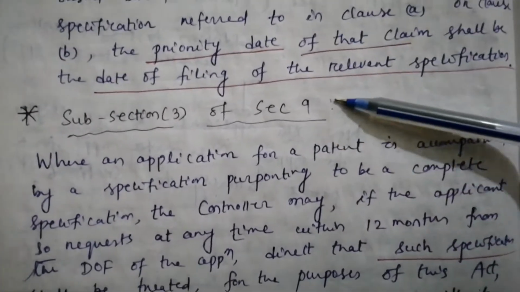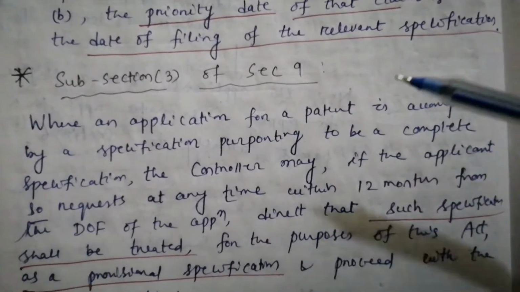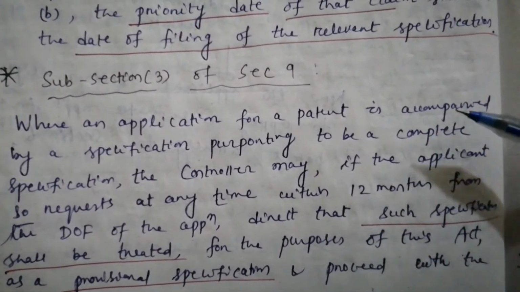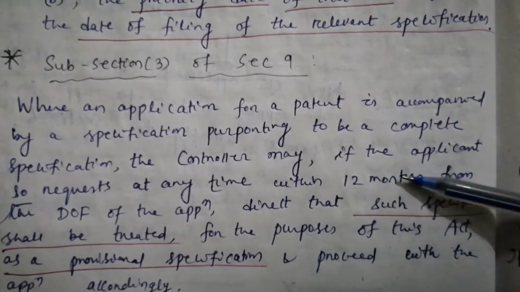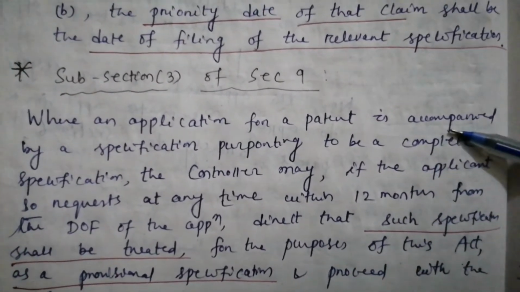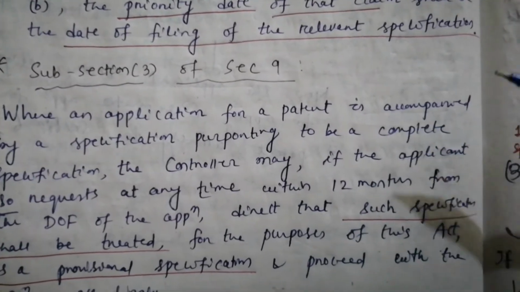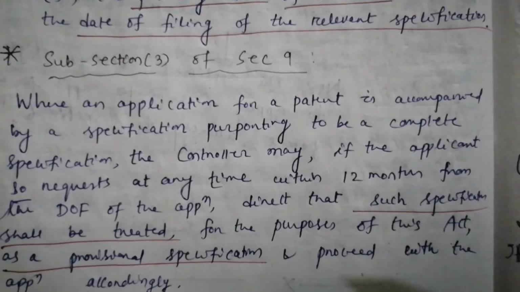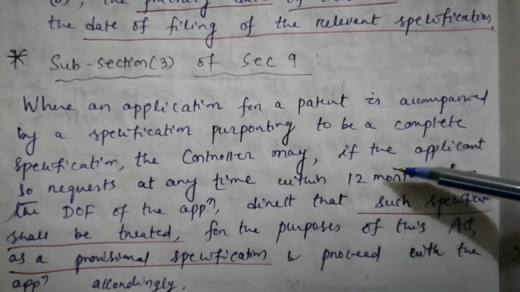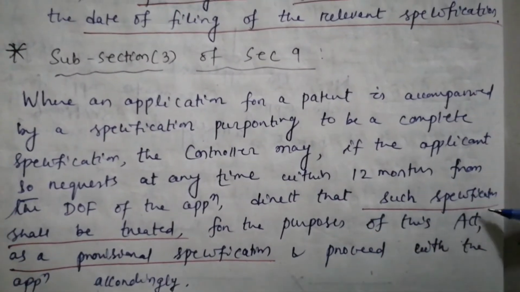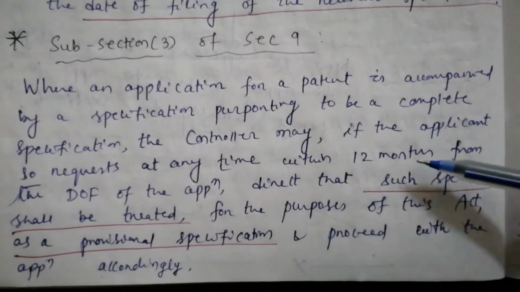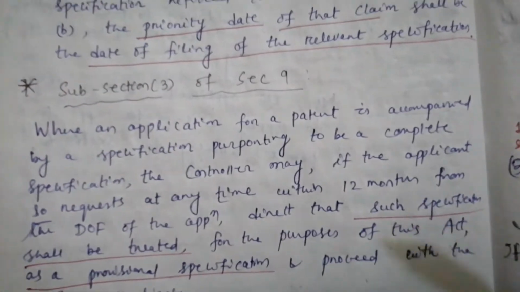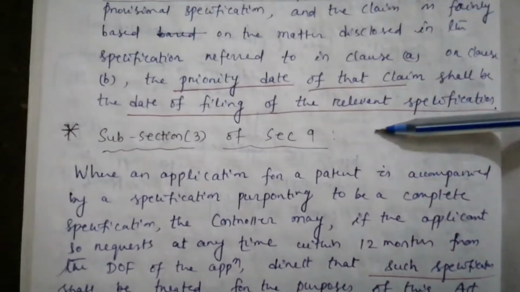Subsection 3 of section 9 says: where an application for a patent is accompanied by a specification purporting to be a complete specification, the controller may, if the application so requests at any time within 12 months from the date of filing of the application, direct that such specification shall be treated for the purposes of this Act as a provisional specification and proceed with the application accordingly. Now I think it is more clear.